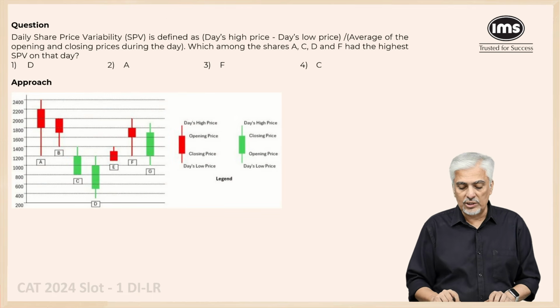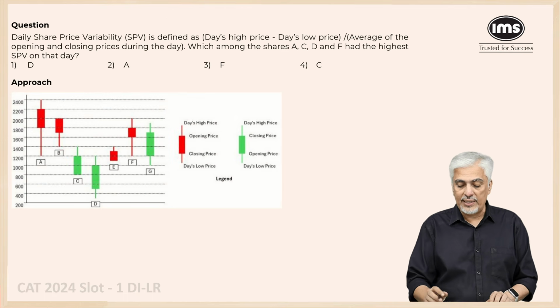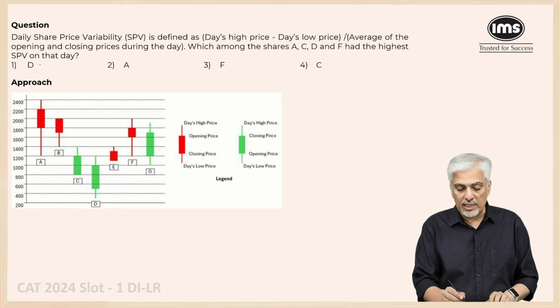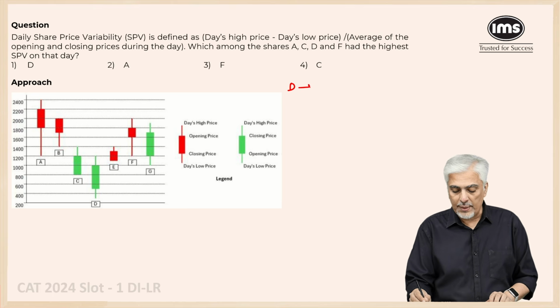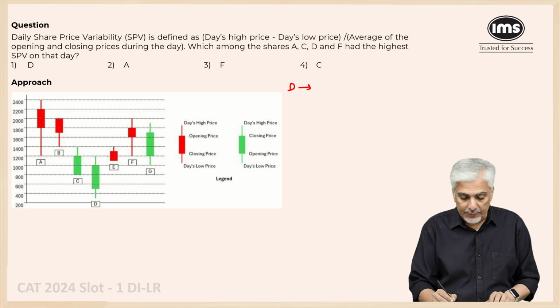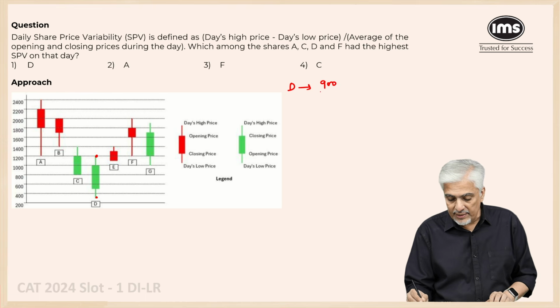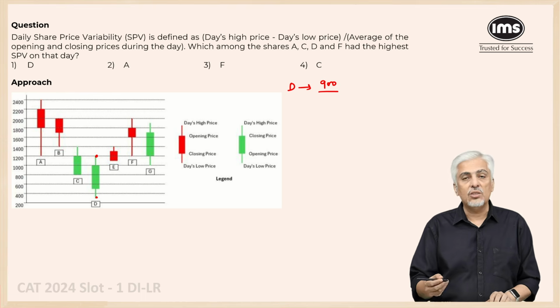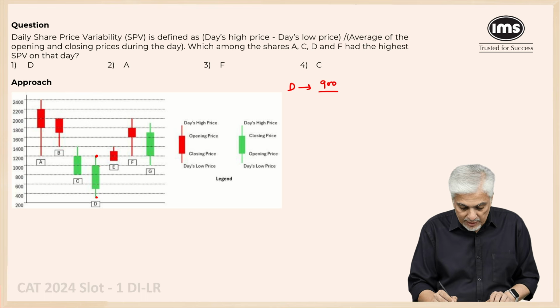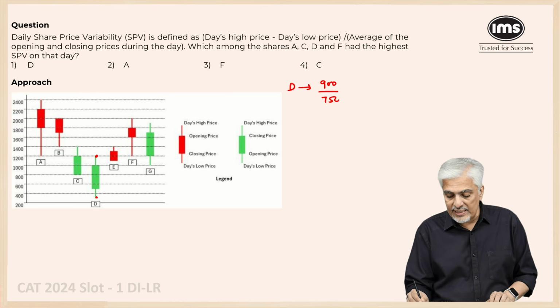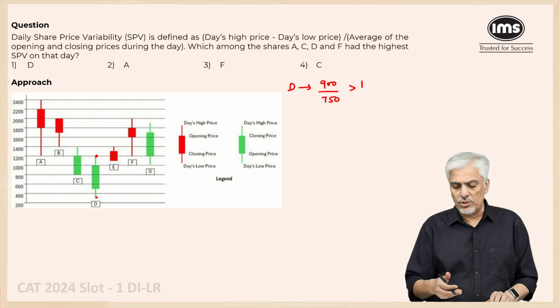Now, let's start with the first question. SPV is defined as day's high price minus day's low price divided by the average. And we have to do it for these 4: D, A, F and C. Starting with D, I will just keep writing over there only. For D, what is the day's high price? That is 1200 and the day's low price is 300. So, 1200 minus 300 is 900, divided by the average of the closing and opening, which are 1000 and 500. The average of 1000 and 500 will be 750. So, D is more than 1. I don't know how much it is, but it is definitely more than 1. I will keep writing it that way and see what happens to the others also.